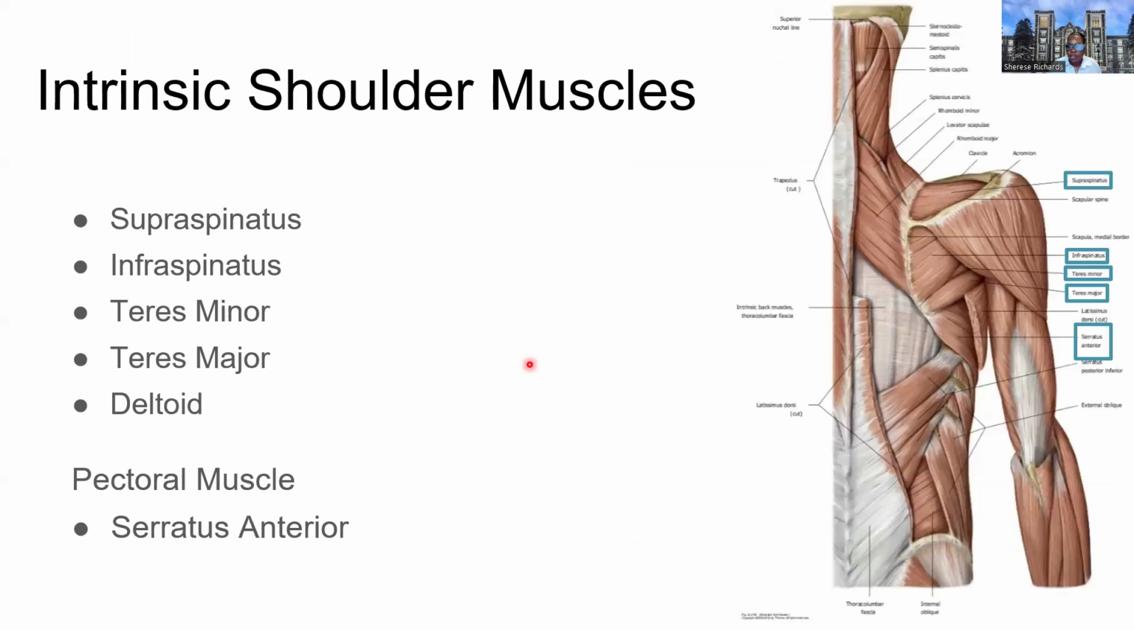Let's look at some of the intrinsic shoulder muscles. Again, that distinction between extrinsic and intrinsic. Extrinsic being outer muscles that happen to move the shoulder, intrinsic being actual muscles that are found within the shoulder joint. Now, these are going to be further divided into some that we call the rotator cuff because of the way that they secure the glenohumeral joint, the shoulder joint.